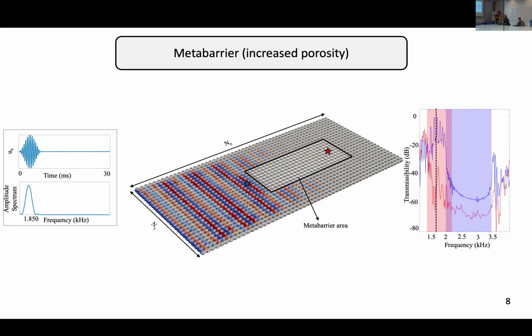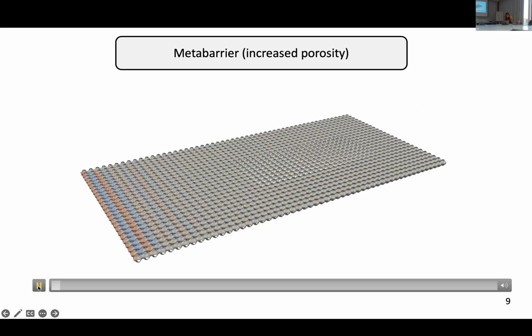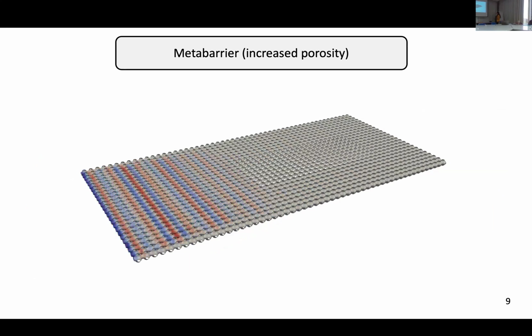And this is a snapshot that shows that the waves are indeed propagating, but nothing goes into the meta area. And I also have a video which might show this better. So you see that the sinusoidal wave is coming, arrives at the metabarrier region, gets reflected back, and nothing can go into that area.